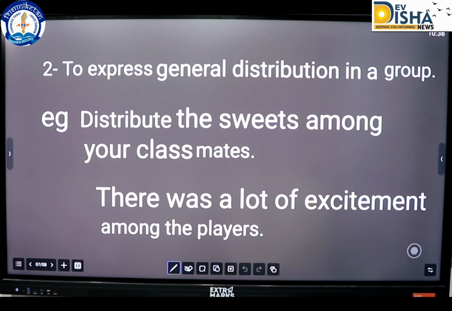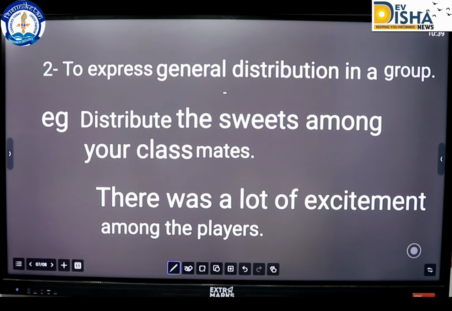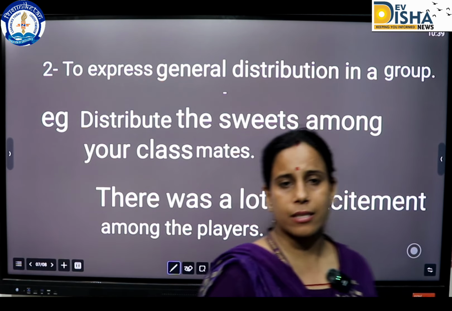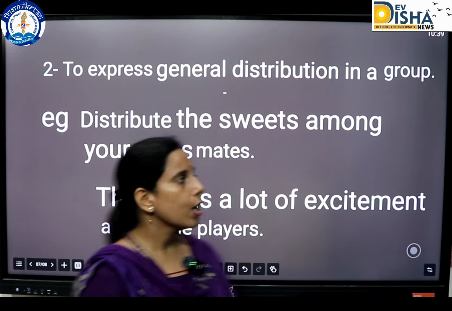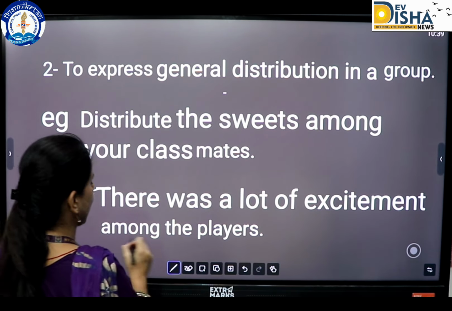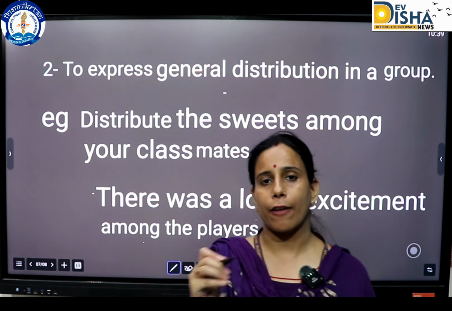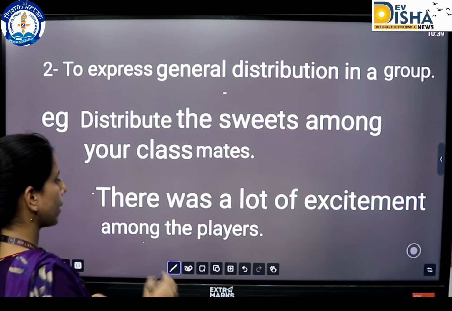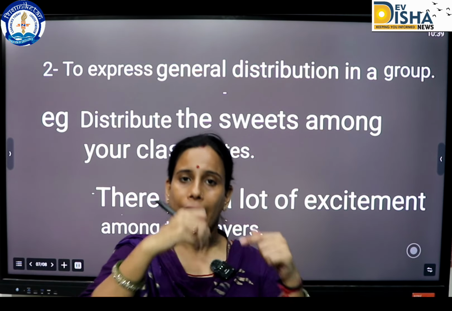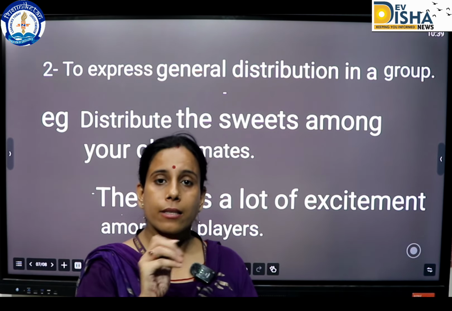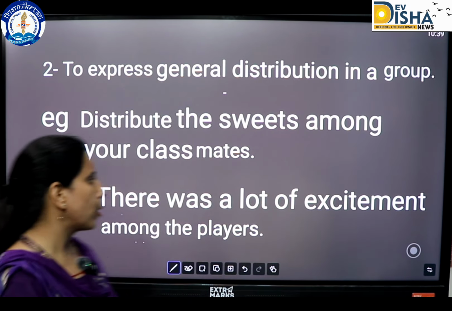Let's proceed towards another use: to express general distribution in a group. When you are distributing, you have heard this common example: the teacher is distributing sweets among the students. Another example is: there was a lot of excitement among the players, especially when the player is going to play. So before playing, the players have a lot of excitement. What did I write? That there was a lot of excitement among the players. It will be for all the players. That is why I wrote among the players instead of between the players. If there were two, then I would write between. Otherwise I will write among only.